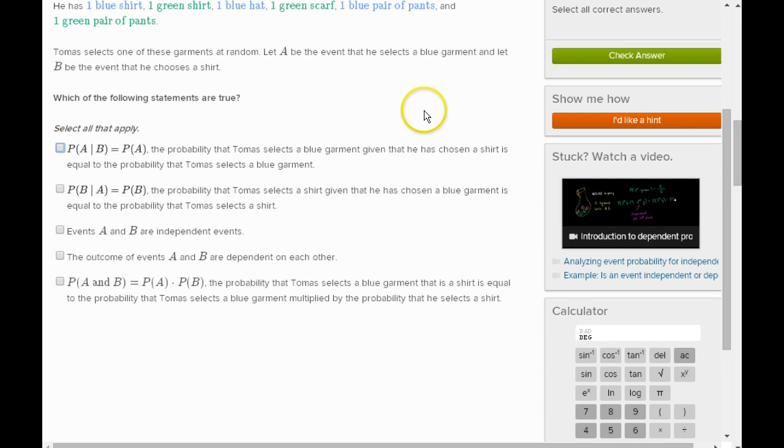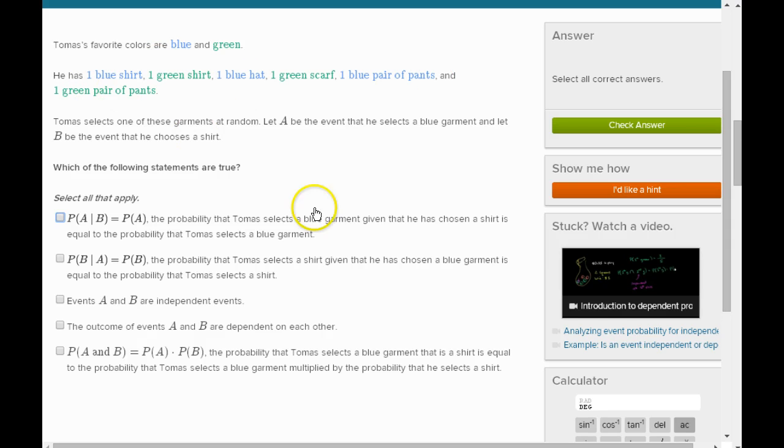Okay, now you see how to do these problems, okay? I'm not going to finish these with you. I want you to go ahead and get these done yourself.